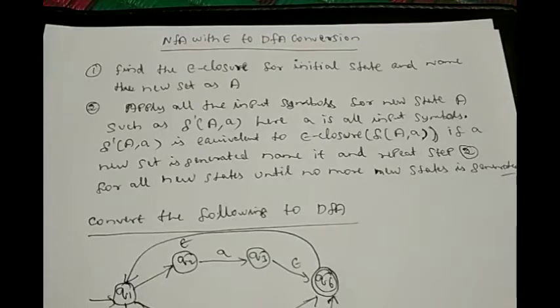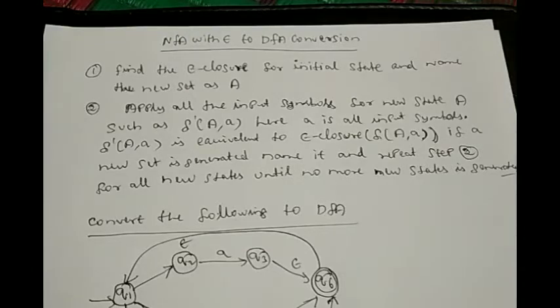So what is the first procedure to convert an NFA to DFA? For an NFA with epsilon, as the first step we have to find the epsilon closure for the initial state and name that set as a new state. I emphasize that it is going to be a set. You might get only one state, or you might get more than one state, so obviously that is called a set. The set has to be given a new name, and in this case we will name it A.